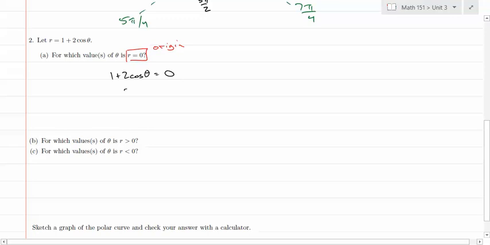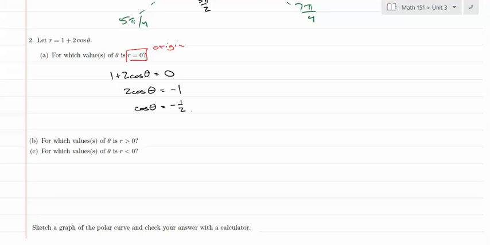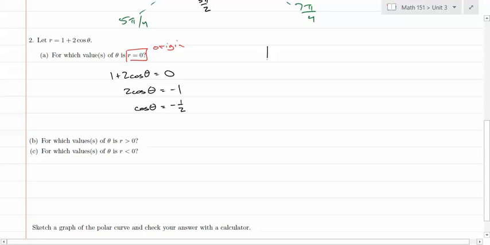If you subtract 1 from both sides, you'd get 2 cosine theta equals negative 1. If you divide both sides by 2, you'd see that cosine theta equals negative 1/2. And this is where you really need to look at your unit circle. I'll just draw one on here, but you should have a filled out one that you're looking at.